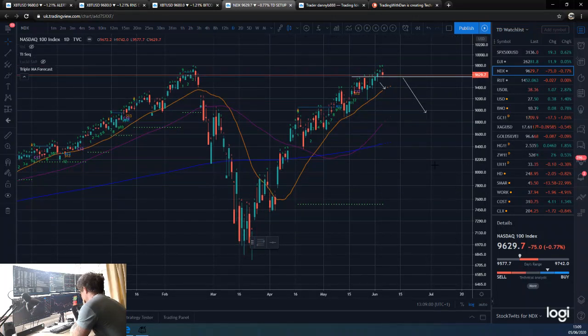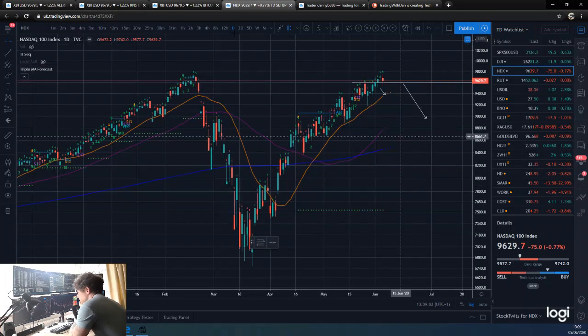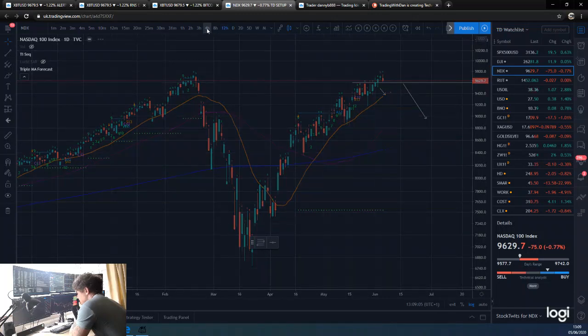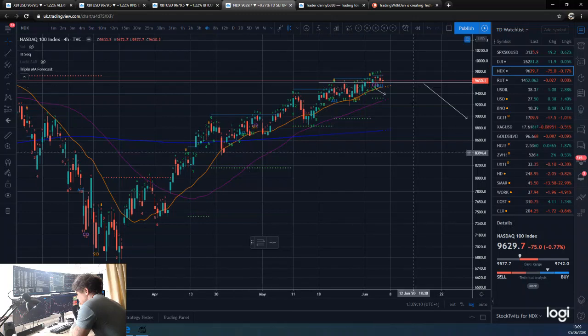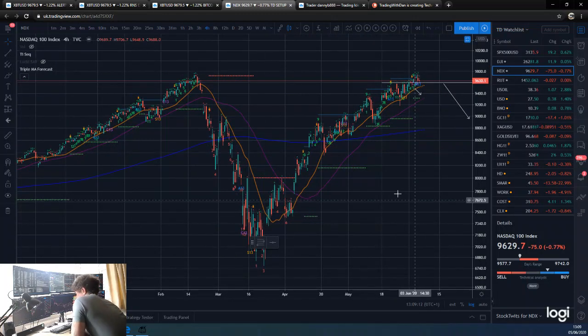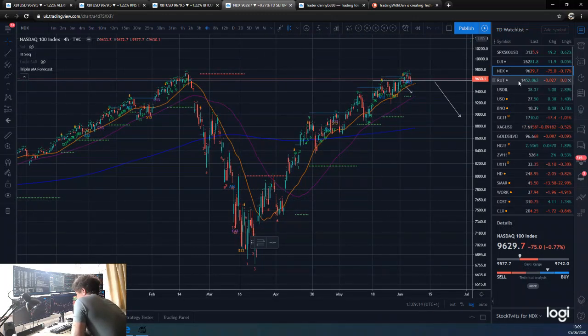10k Nasdaq. If we've got anything on the 12-hour or 4-hour TD sequential, nope. And just that 4-hour trade we're potentially looking at. So just a strong market.